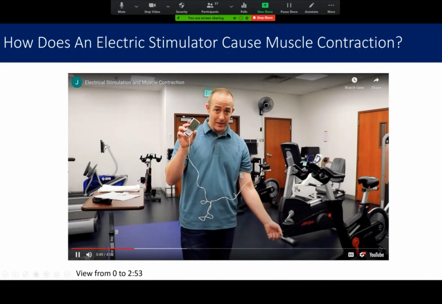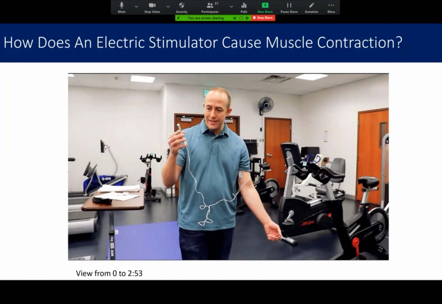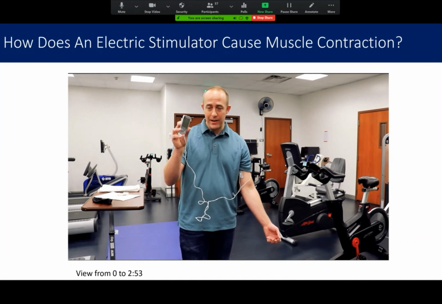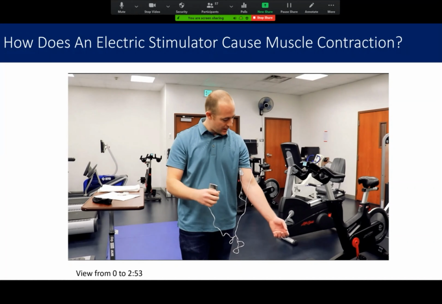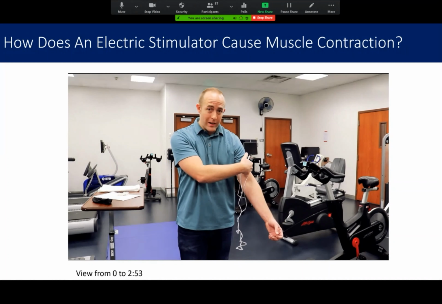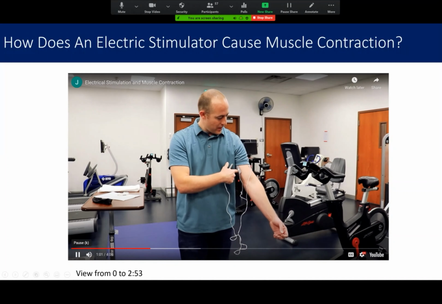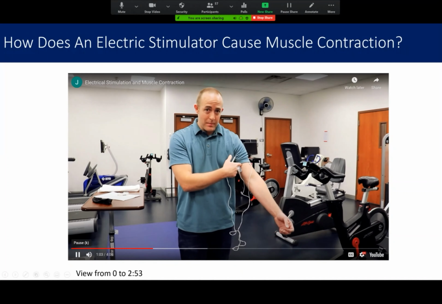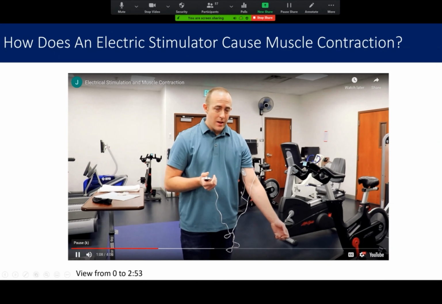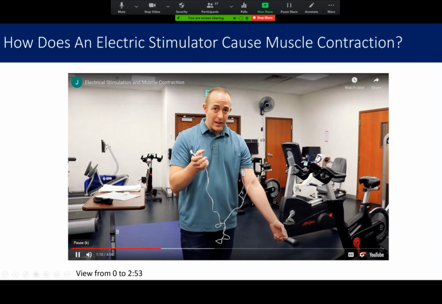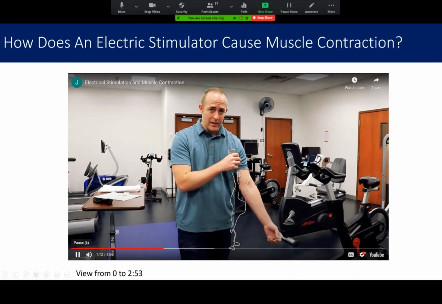This is an electrical stimulator. What's going on is that it's sending an electrical current out of this little device that has kind of a battery in there. The electricity is being sent down the cord, going from one electrode to the other. As it does that, it's passing through my muscle, and you can see that it's causing a little bit of a contraction. So what is it about the electricity that causes the muscle to contract?